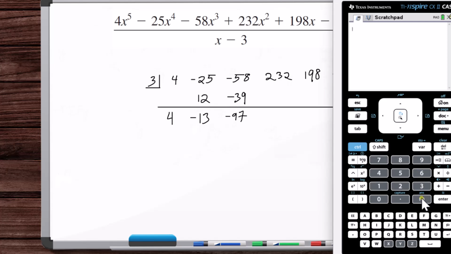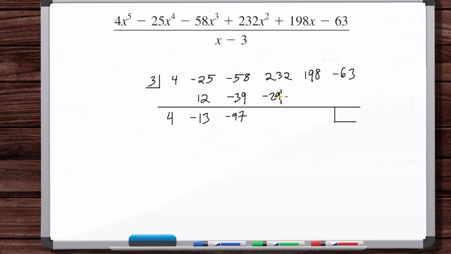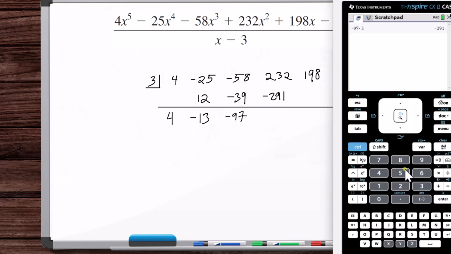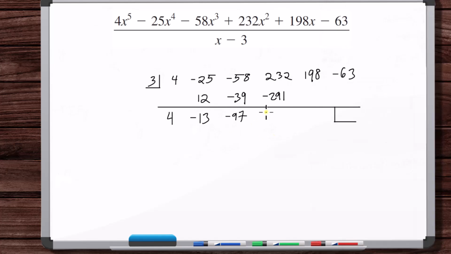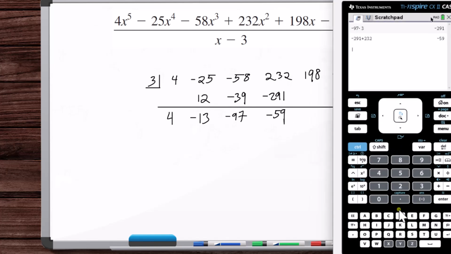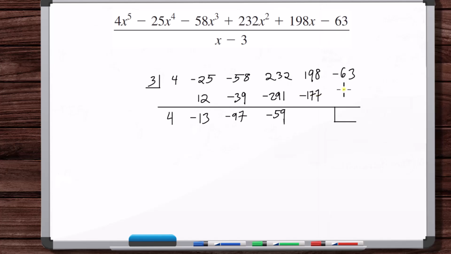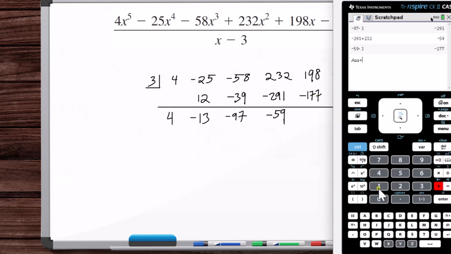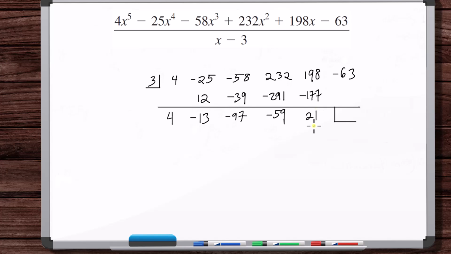Okay, minus 97 times 3 is minus 291. 232 minus 291 is minus 59. Minus 59 times 3 is minus 177. 198 minus 177 is 21. 21 times 3 is 63. Minus 63 plus 63 is 0.